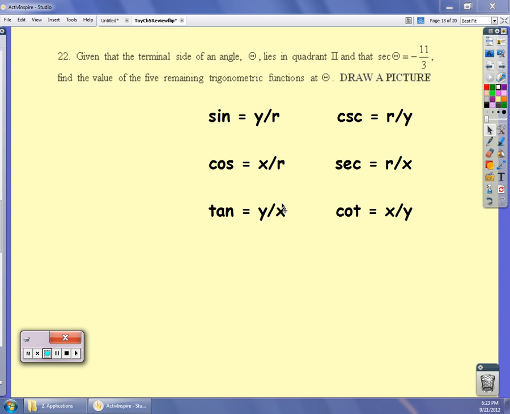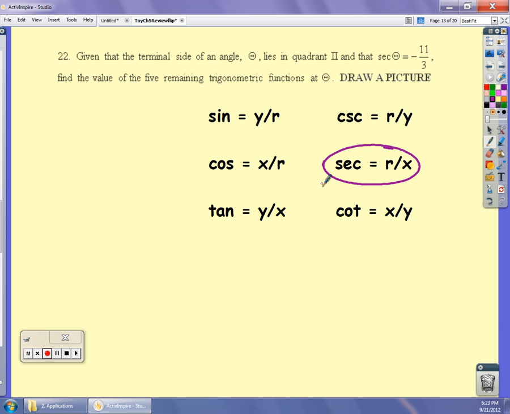In number 22, it says that the terminal side of an angle theta lies in quadrant 2 and that the secant of theta is negative 11 over 3. Remembering that the secant function is equal to r over x. Now notice that we are not in the unit circle anymore. We no longer have a radius of 1. Okay? So we've put r in place of 1 in all of our ratios.